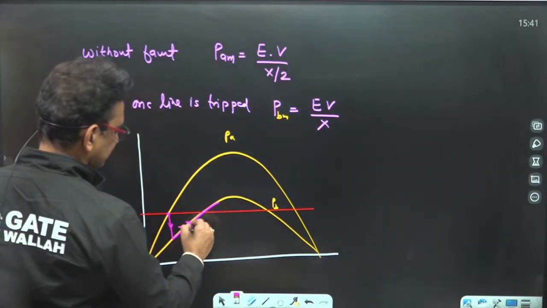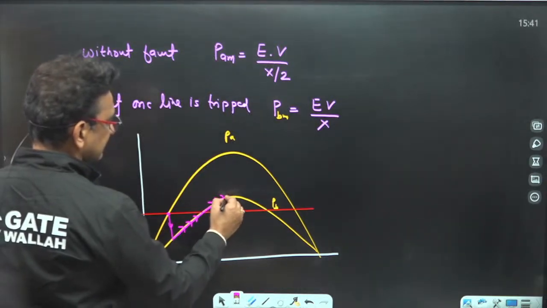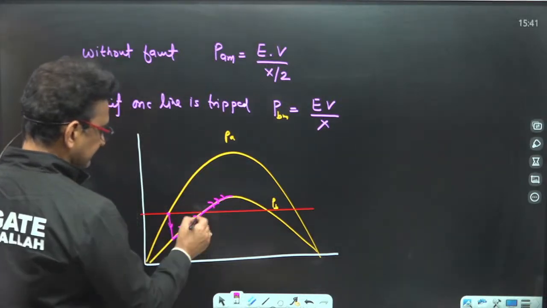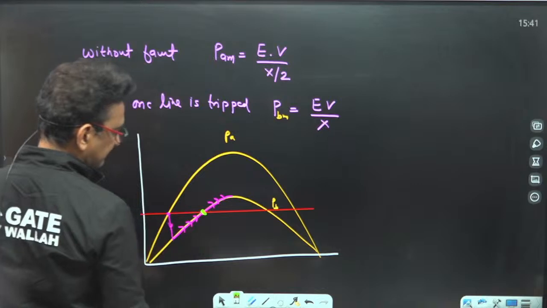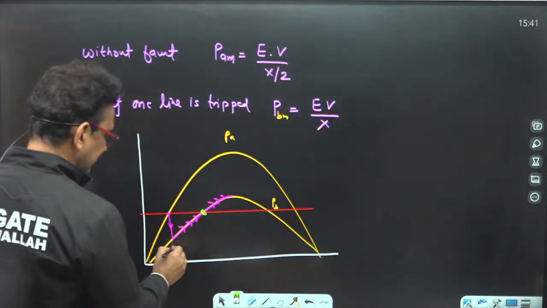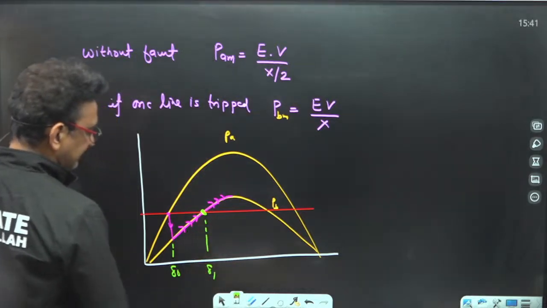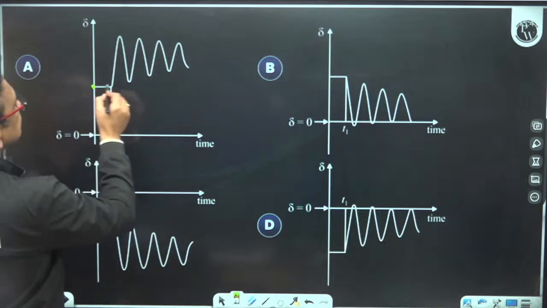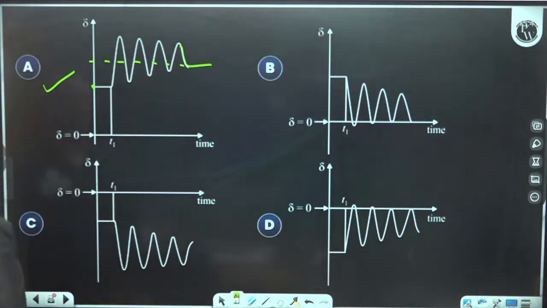It will move like this. So this is the acceleration part and this is the deceleration part. It will move around this point and finally it will settle here, when the input power becomes equal to the output power again. So the value of delta will increase. Initially this delta is less and finally this delta will be more. A is the right option.